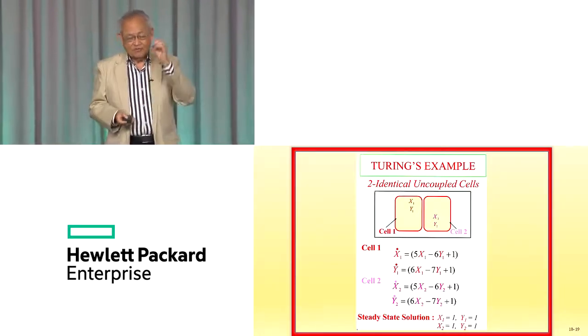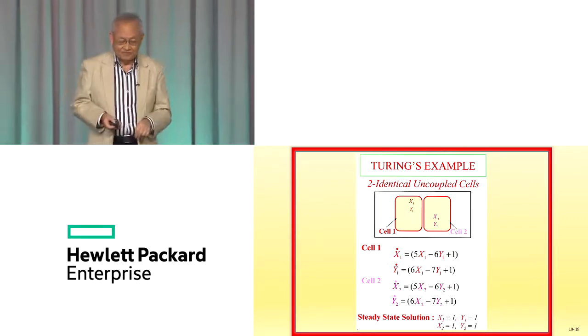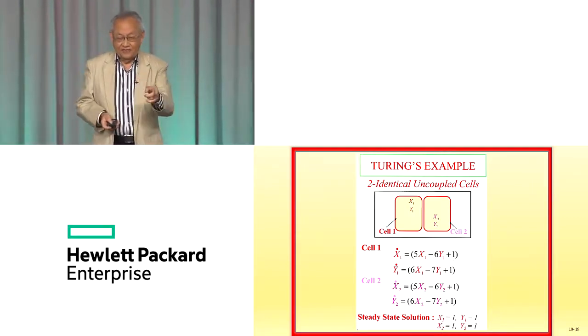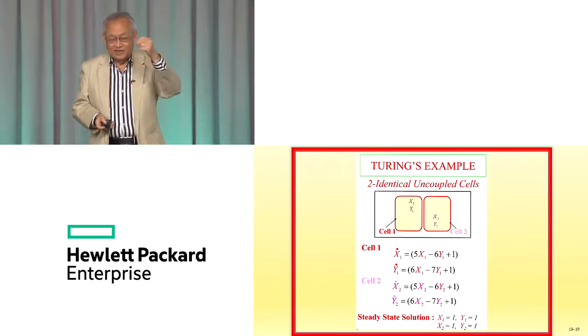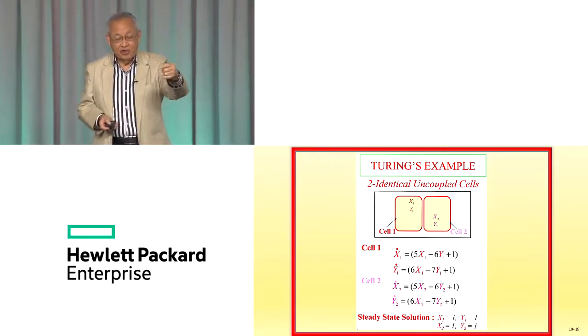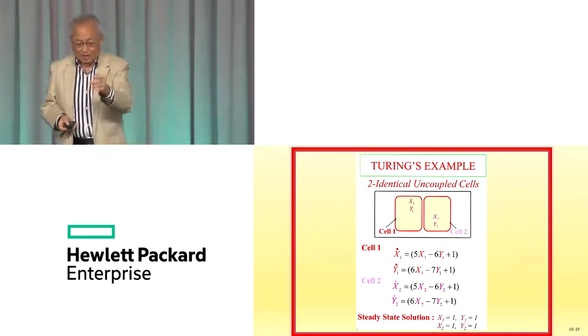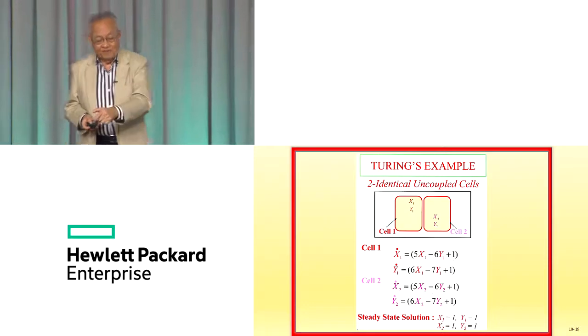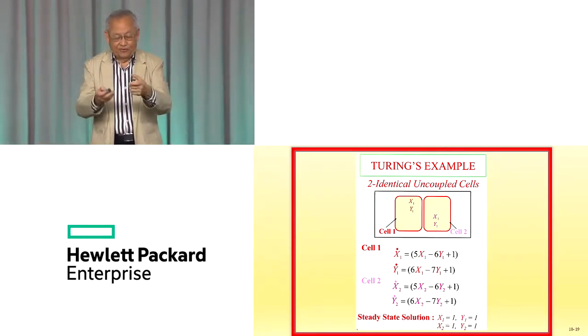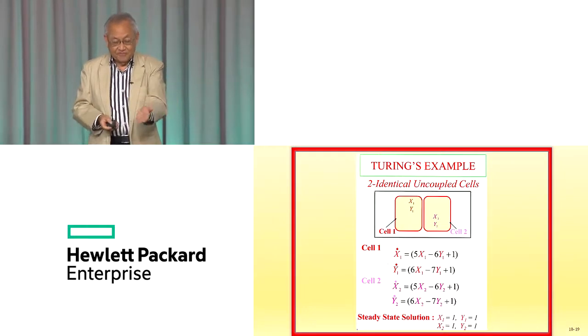So Turing said, look, I'm going to start by showing you that this is possible. And he said, I'm going to start with just two cells. Two identical cells, the left and the right. Just consider two kinds of molecules, with concentrations X1, Y1 for the molecules on the left, and X2, Y2, the concentrations of the molecules on the right. For now, they are completely uncoupled, so they're independent. So you have two equations.